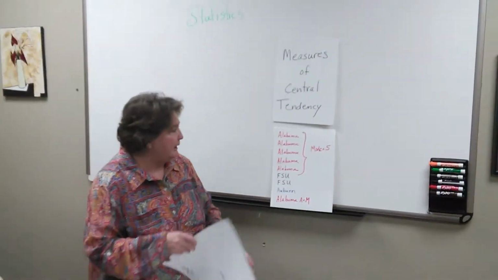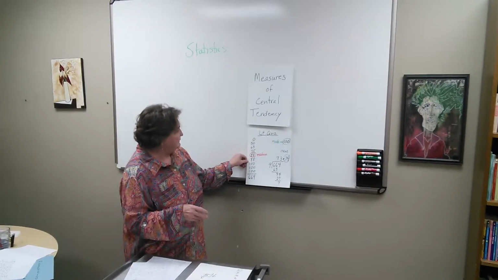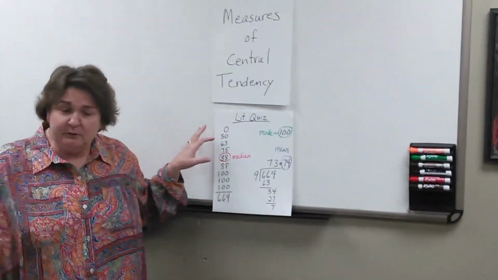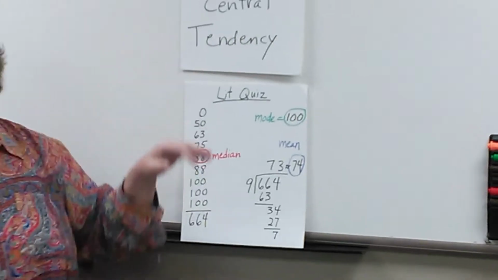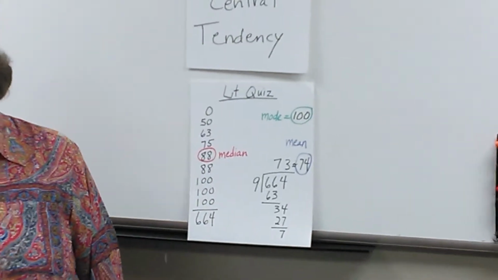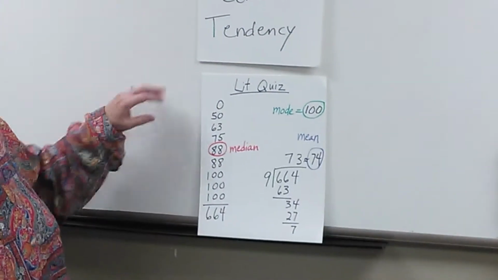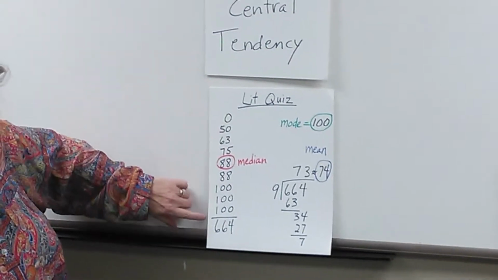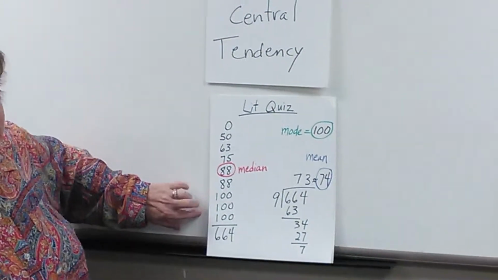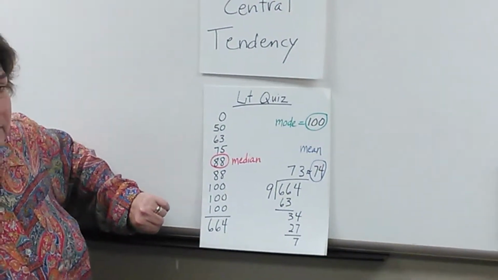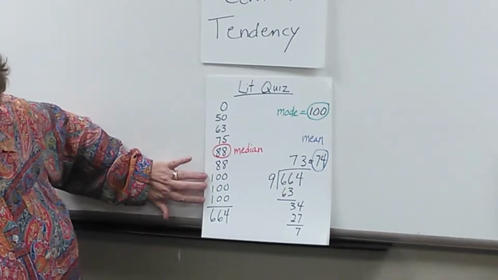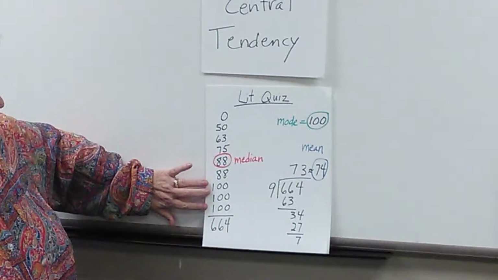Let's look at our literature grades. This is your grades. So when we try to put them together into a group, it's our class grade in literature. Well, let's see. We've got 0 to 100. And what's our mode? Somebody? 100. And why? Because we have 3 hundreds. That's the most of any number. So that's the mode.